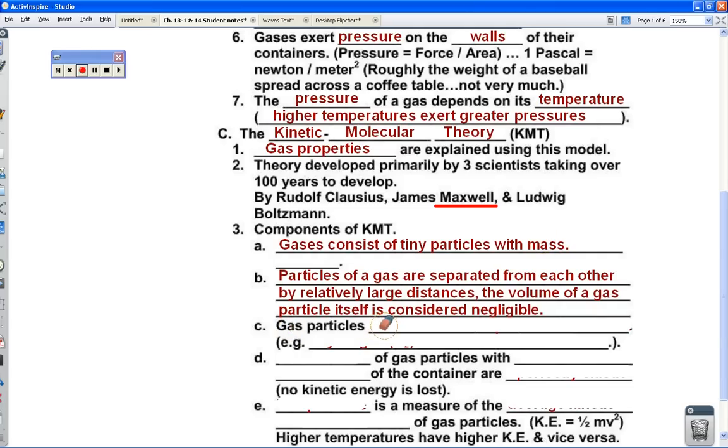Now, gas particles are in constant random rapid motion. We did that one before, right? For example, this is how rapid they are. Hydrogen can travel at about 1 mile per second. That is quite fast.